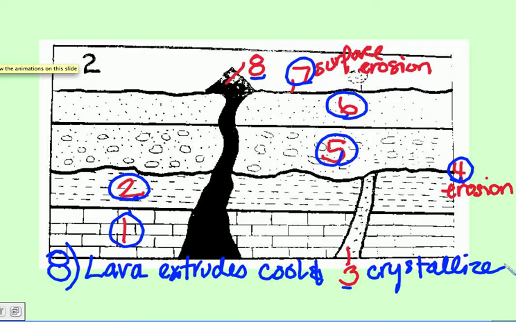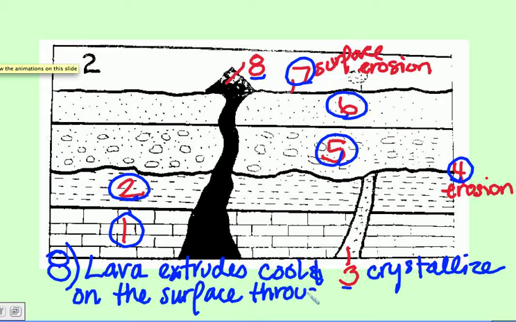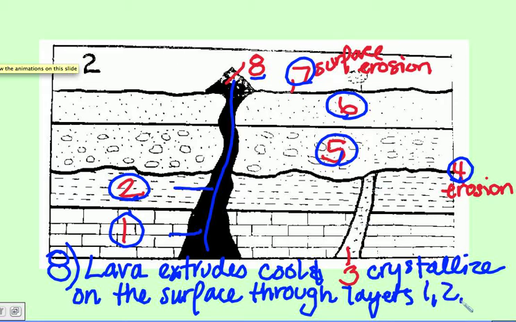And because it's lava, this is happening on the surface. But I also have to say what layers it went through to get to the surface. So I'm going to say through layers. And now I have to look. What layers did this basalt cut into? It cuts into layer 1 and layer 2. I don't count layer 3 because it's way over here, not impacted by the basalt. So I've got 1 and 2.